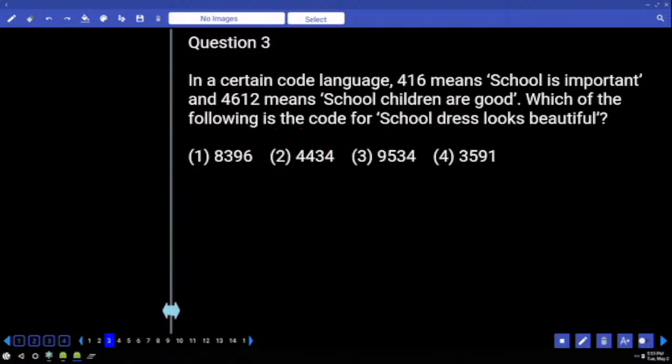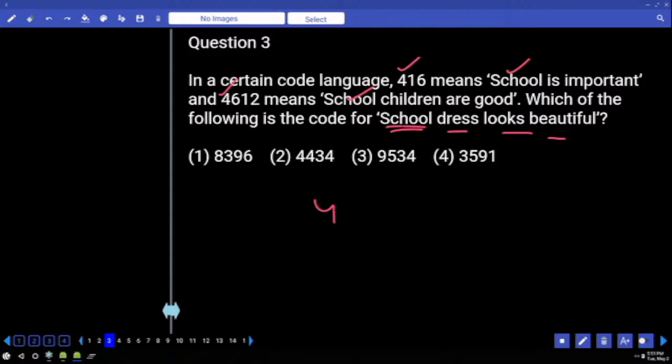The next one, question number 3. In a certain code language, 416 and so on. Which of the following is the code for school dress looks beautiful? Now, school is important, school children. School is at the first place here, and also here. Wherever there is school, in the same place 4 is also present. That means the word and the code are directly given. And the next one is important, and school children are good. Then what is the code for school here?